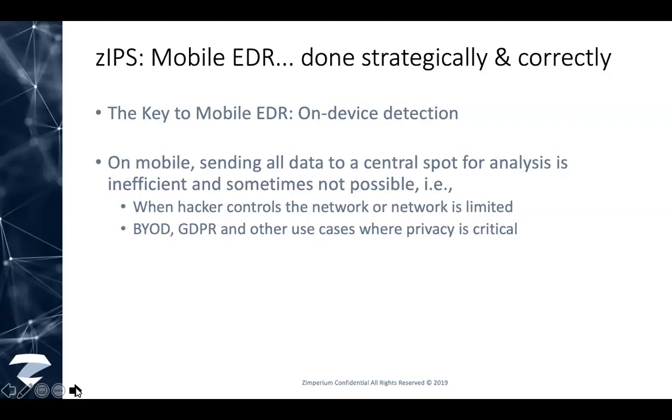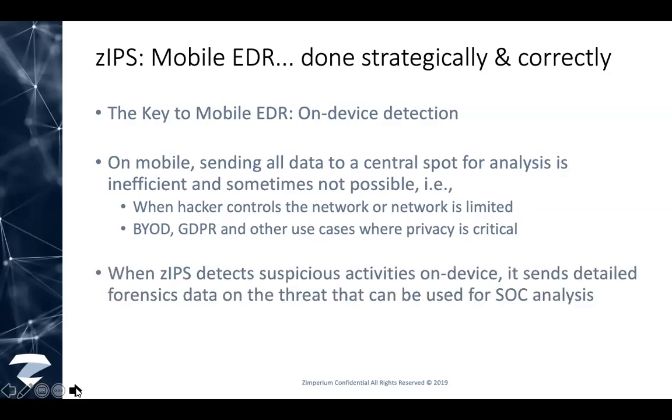One I've already hit. If the bad guy owns the network, you can't rely on a cloud-based correlation from a mobile standpoint. Others are around scenarios where privacy and other use cases, whether it's BYOD or GDPR or CCPA in California, come in. Throwing a whole bunch of data up that might be privacy violating in order to do the correlation and the analysis is a problem. Not to mention the fact, of course, you're using the data plan, you're burning battery, everything on those lines. So when ZIPS detects activities on device, it does all the correlation, then it sends the forensics up to be able to do SOC analysis. That forensics and that data is what gets thrown into Defender ATP.